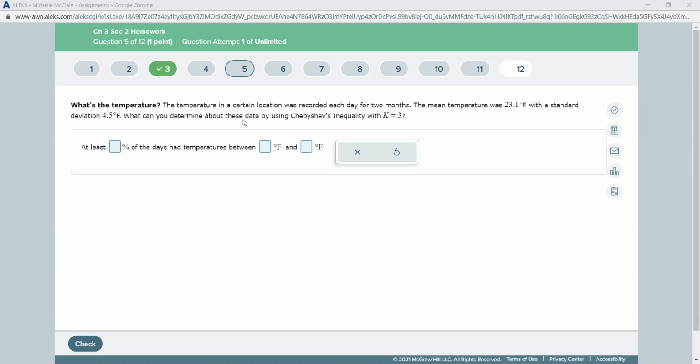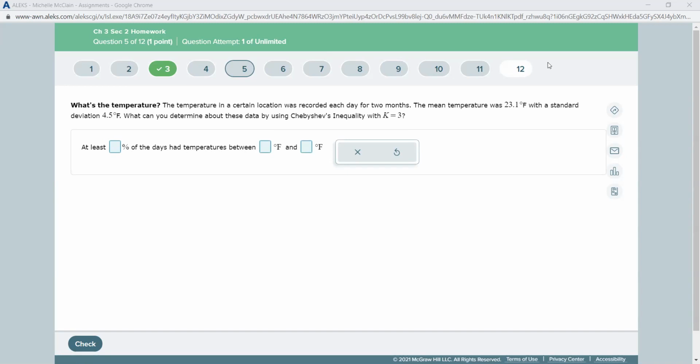What can you determine about these data by using the Chebychev's inequality with k equals 3? That's important as well. It's telling us that k is 3. So that gives us a lot of information in order to answer their question. Their question is, at least what percent of the days had temperatures between, and we have 2 different values that we're going to have to put as well.